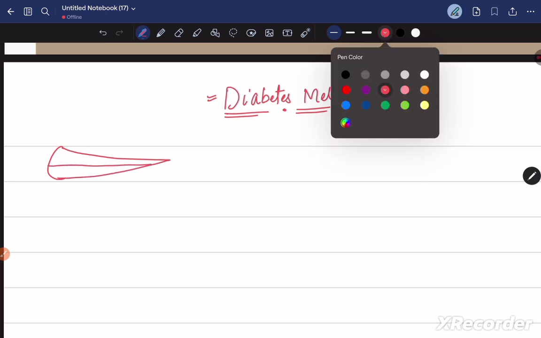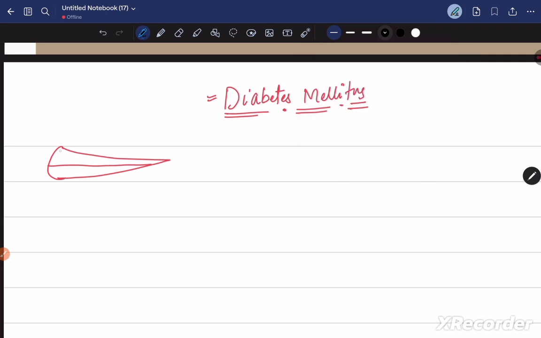In the pancreas there are clusters of cells, clusters of cords. The pancreas performs a dual function, which means the pancreas has an exocrine part and an endocrine part.